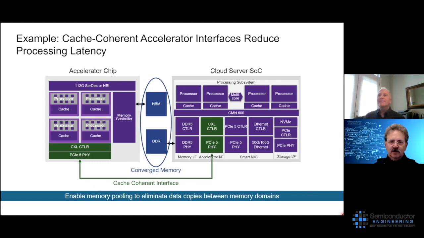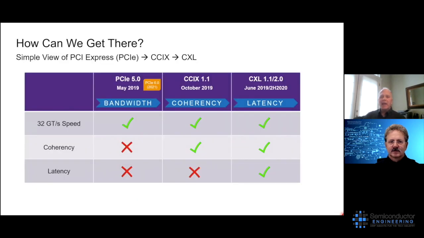So how do you solve these coherency problems? You've got a lot of them coming up. What do you do about it? One very simplistic way to think about this is to look at three dimensions of the problem. So the first one is bandwidth.